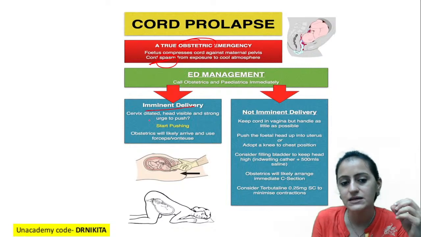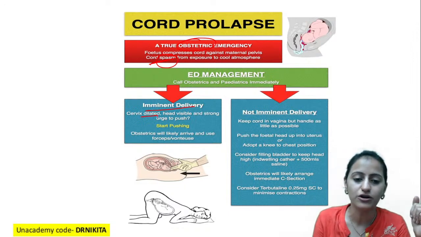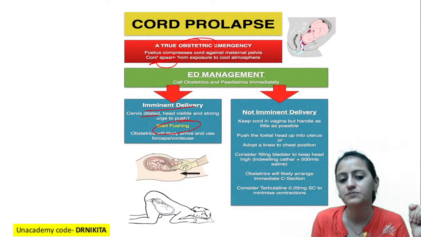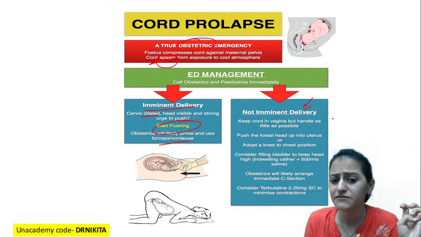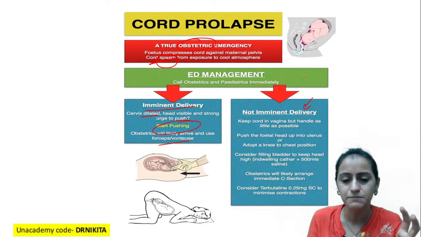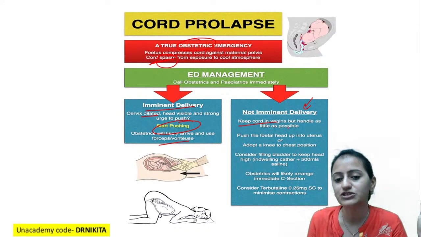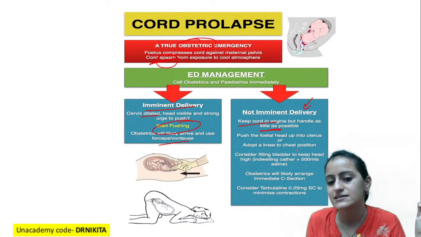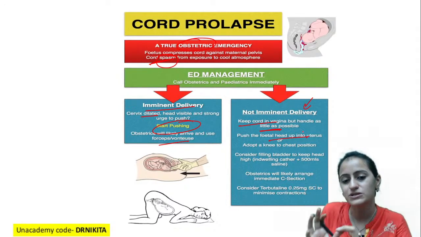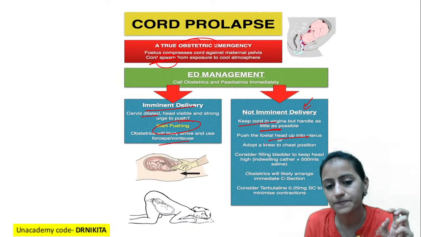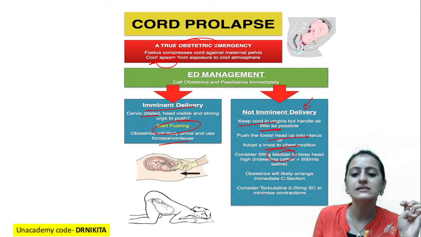अगर डिलीवरी इमिनेंट है, that means the cervix is dilated, you can see the head, the uterine contractions are good, then start pushing and then we can use forceps or ventouse. If the delivery is not imminent, मतलब अभी आपका cervix dilated वगैरह नहीं है, so keep the cord in vagina but handle as little as possible. Push the fetal head up into the uterus so that the head does not compress on the cord, or adopt a knee chest position. We can also fill the bladder.